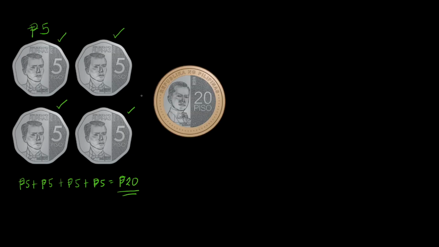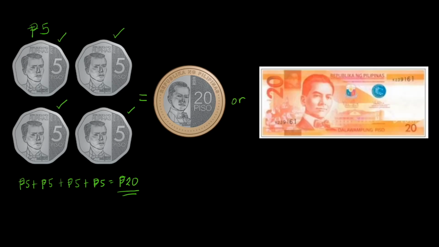Or it is also the same worth of this coin or of this bill. This time, we have 10 pieces of 10 peso coins. How much will this be? Let's determine the value of each coin. Each coin is worth 10 pesos. So, you can skip count by 10. Let us count all together. 10, 20, 30, 40, 50, 60, 70, 80, 90, 100.